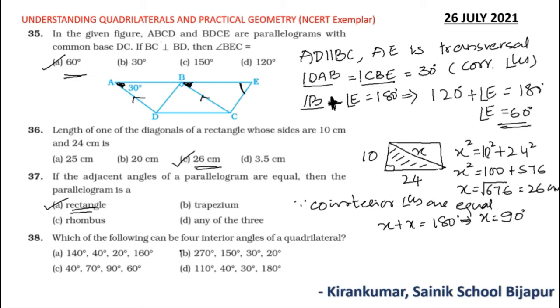Which of the following can be four interior angles of a quadrilateral? We must see the angle sum in all the options here. In option A, we get sum of the angle measure as exactly 360 degree. In the rest of the cases, they are not equal to 360. So option A is the right answer.